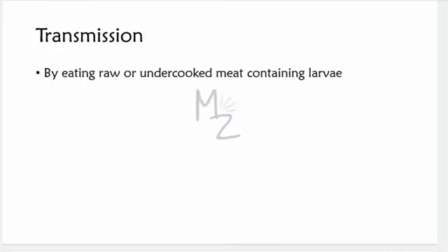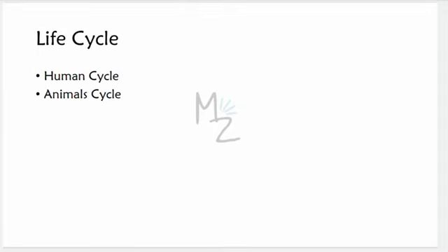Transmission. Transmission occurs by eating raw or undercooked meat containing larvae. Less likely, transmission can also occur via the fecal-oral route. Life cycle. Life cycle has two stages. One is the human cycle and the other one is the animal cycle. But I'll discuss life cycle under one heading, life cycle. I'll not split it as usually I do in my videos into human cycle and animal cycle.